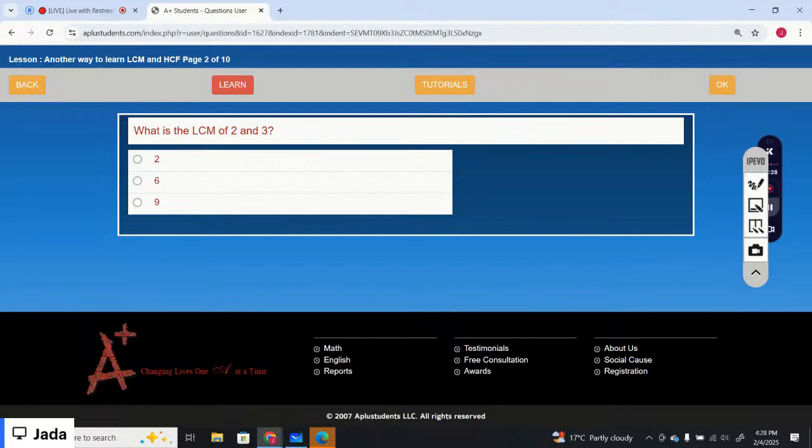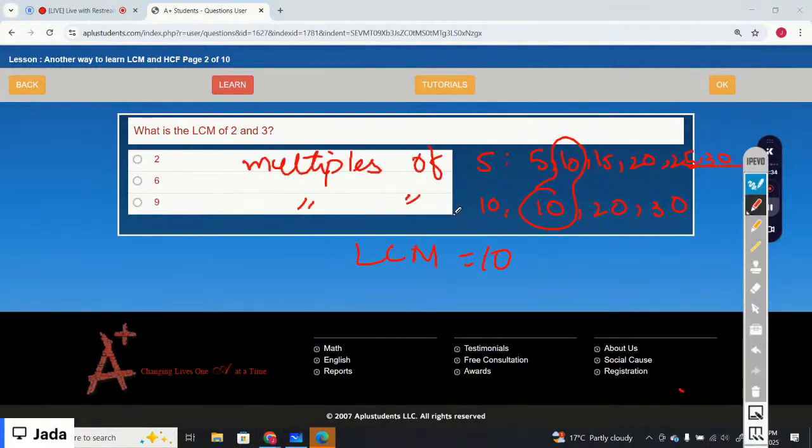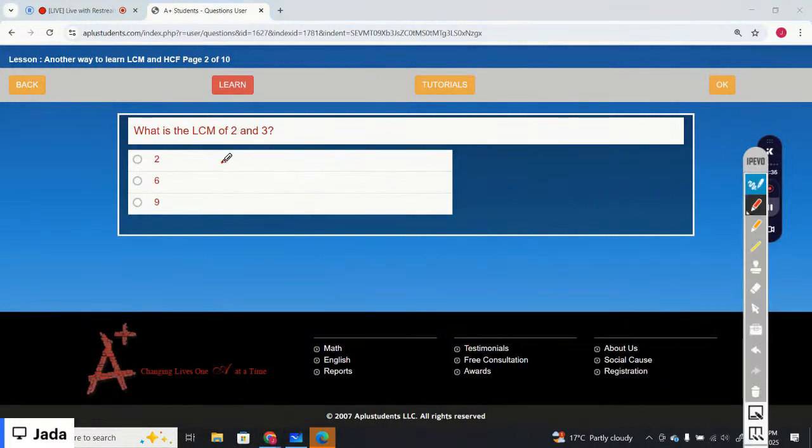What is the LCM of 2 and 3? Let's write down the multiples of 2 and 3. Multiples of 2 are 2, 4, 6. They are the tables, right? Like you count 2, 4, 6, 8, 10, and 12.